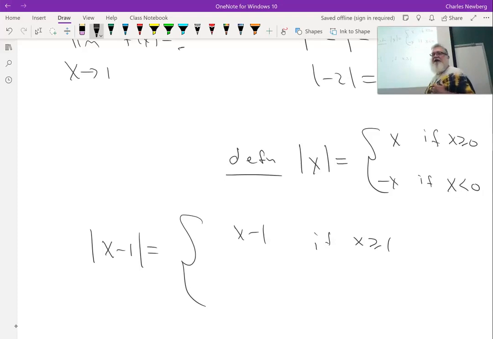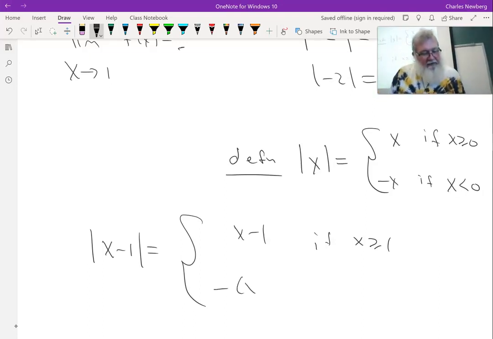Let's just check. Caleb, I see you're nodding your head. Give me a number bigger than 1. 2? Lack of originality, but let's go with 2. What is 2 minus 1, class? 1. Absolute value of 1? 1. Oh, 2 minus 1 is what? 1. Does that spit out the same 1? It does. All right.